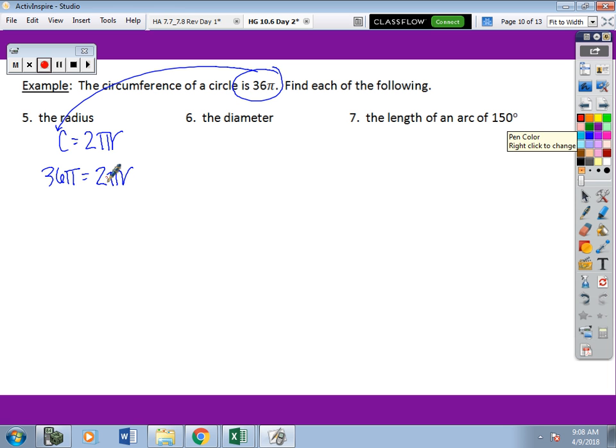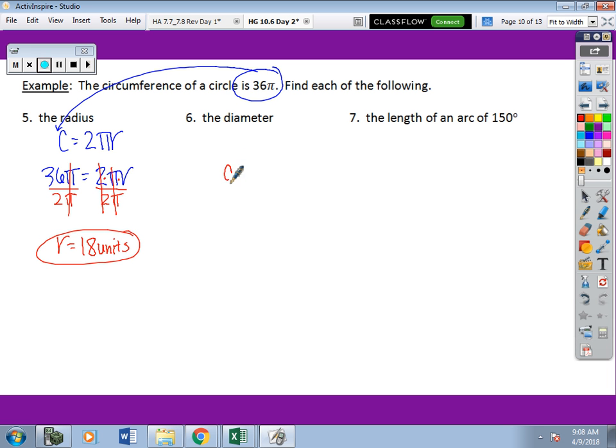So you would be undoing multiplication, which the inverse is to divide. And you can divide by 2 and pi at the same time. And so we'll get that the radius is 18. They didn't tell us units on this one, so we'll say 18 units. What would my diameter be then? 36. Yep, just double it.